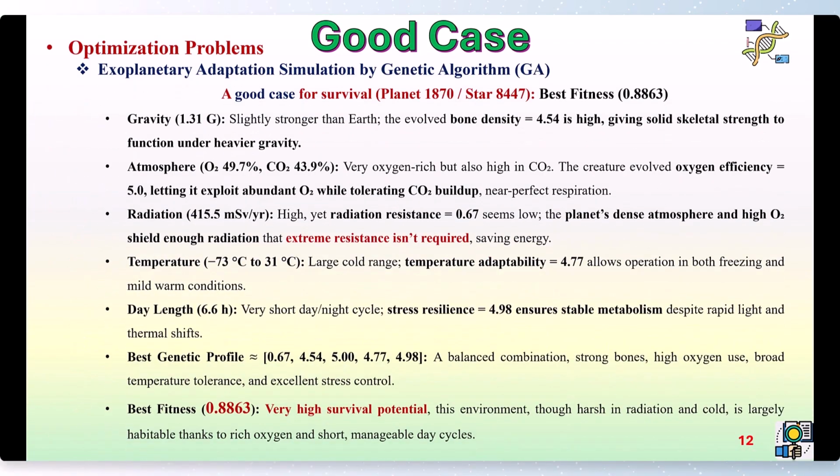Now we are going to investigate a good case which ends up with a 0.8 fitness value. That means very high. Basically it is 0.88, almost 0.9. So we can see a planet's name and a star name, which are generated randomly, as well as other features. We have gravity of 1.3, which is slightly stronger than Earth. The evolved bone density of 4.5 is high, giving solid skeleton strength to function under heavier gravity.